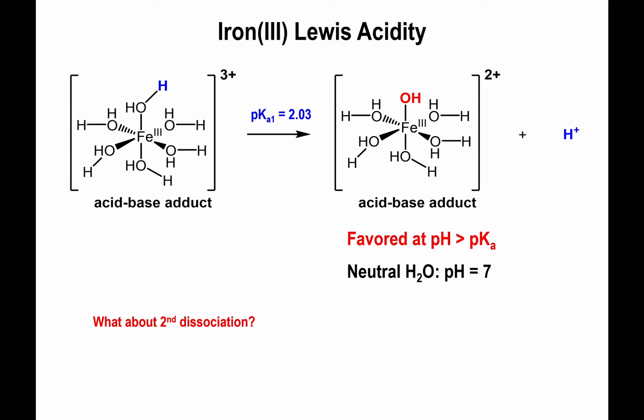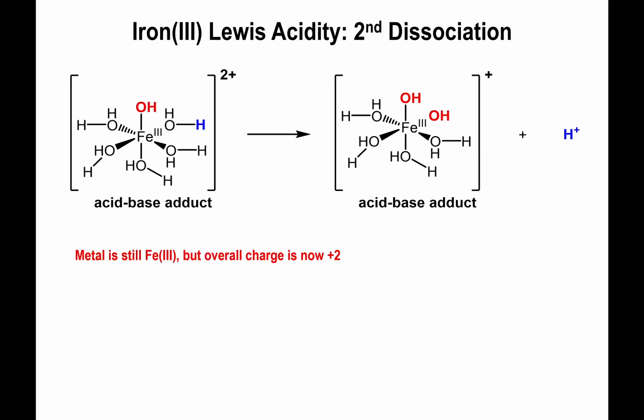And then you can ask, what about a second dissociation? Can you dissociate a second time or even a third time? And now here's where a very rough idea of whether this can happen or not takes place. So if the metal is iron 3 plus, by the time you remove a proton, the overall charge that you're going to get will be 2 plus. If that is to undergo a second dissociation, the charge will go down to 1 plus.